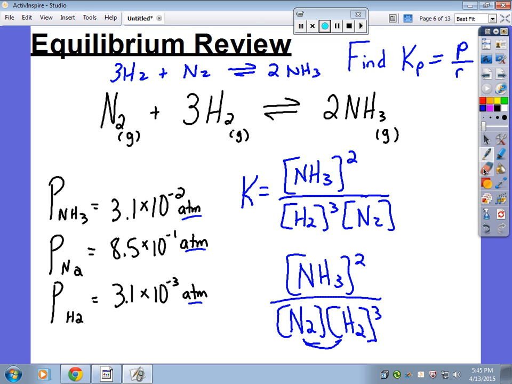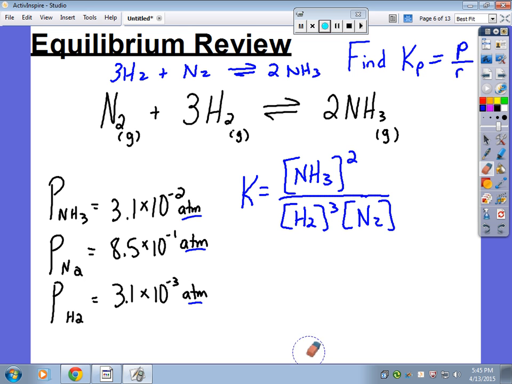I just like doing this, and I go backwards because this whole thing is backwards from what I know. I start with my products and end up with my reactants. Right now, what do you do? Well, what we do before. If we had values, you plug them in. So I find my value for the pressure, that's what this stands for, the pressure of ammonia gas, sorry, is 3.1 times 10 to the minus 2, okay?